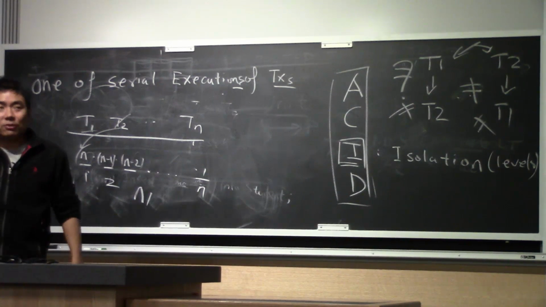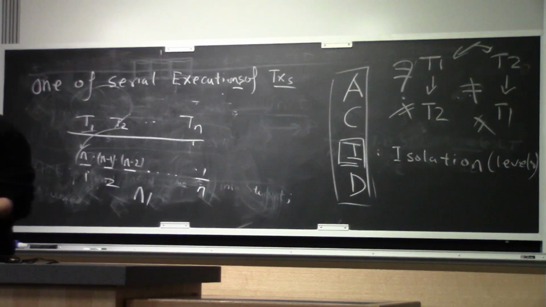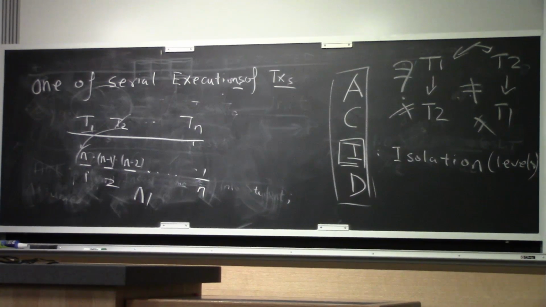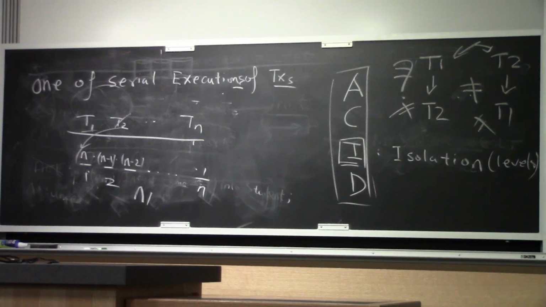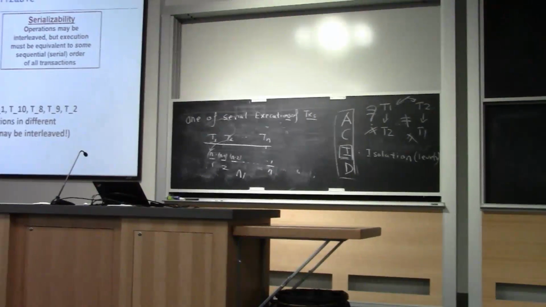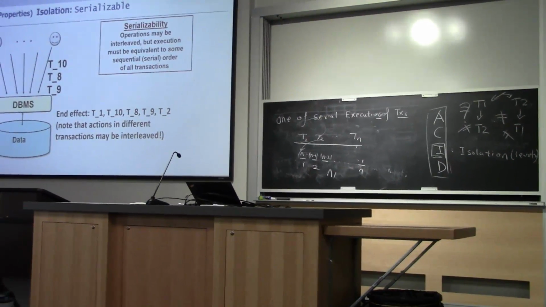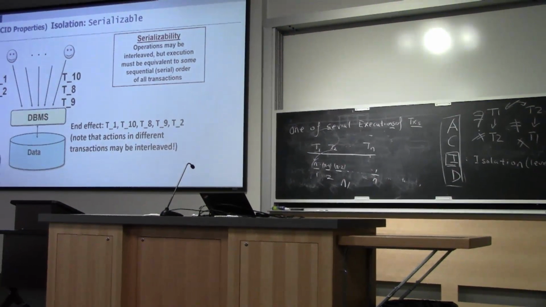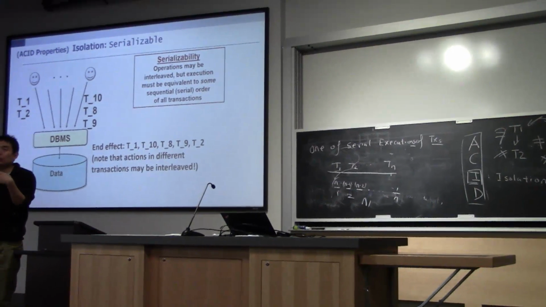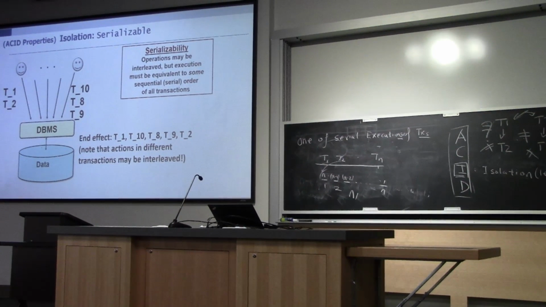Okay, now here comes the important claim. The serializable isolation level says that if your database is in serializable isolation level, then you can execute transactions in parallel if and only if the effect of your execution is equivalent to one of the serial executions. That's it. That's the definition of serializable isolation level.